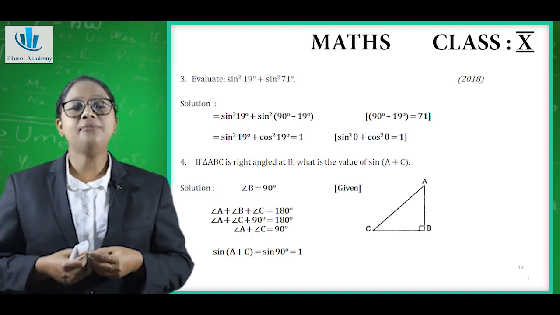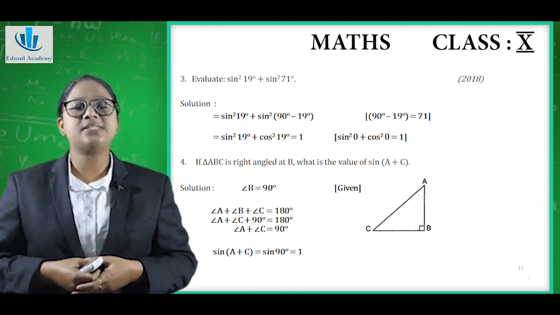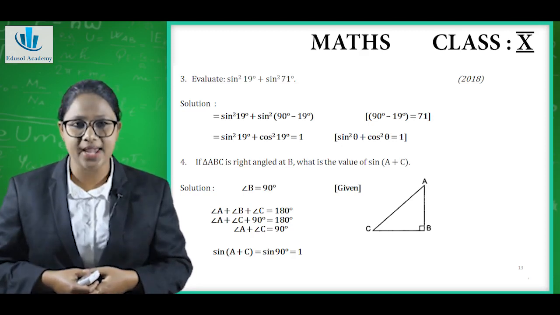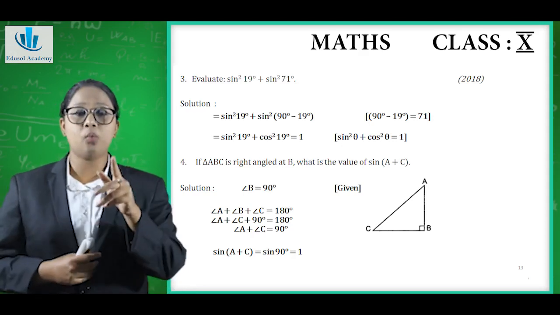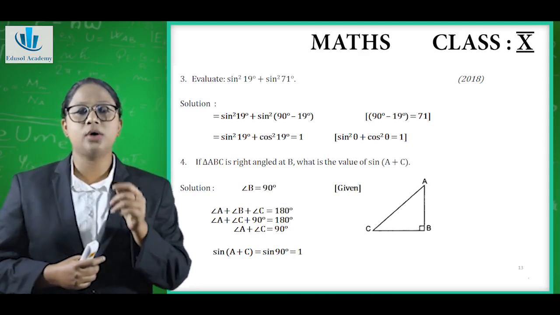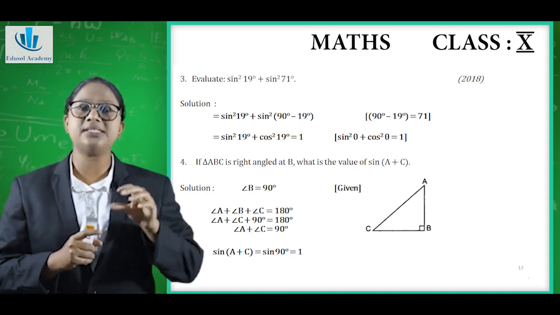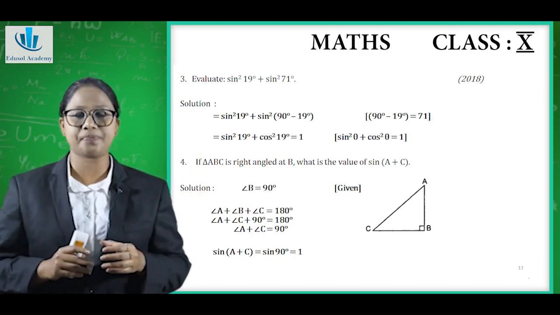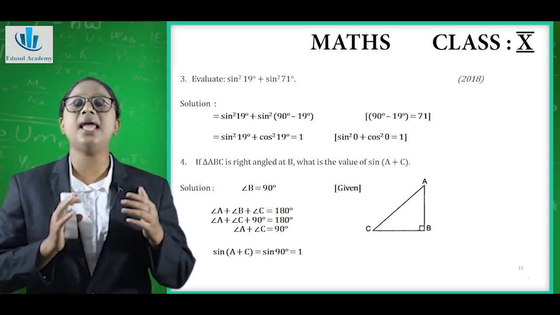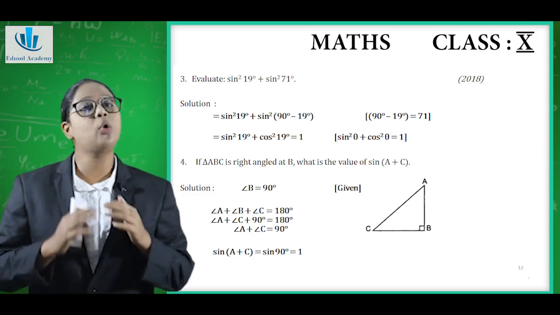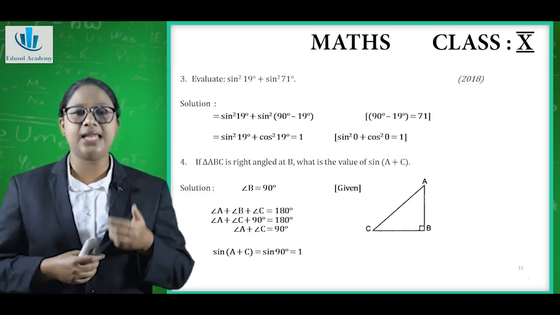Now the next question. If triangle ABC is right angled at B, what is the value of sine A plus C? So there is a triangle ABC, right angled at B. We have to find sine A plus C. Now another important thing that you have to make sure is that when we write sine A plus C like that, we can't multiply sine and we can't split the bracket like sine A plus sine C. It's not like we are multiplying sine to the angles. So sine A plus C should remain sine A plus C itself. No opening the bracket and multiplying or applying it to both. So we are supposed to find sine A plus C.